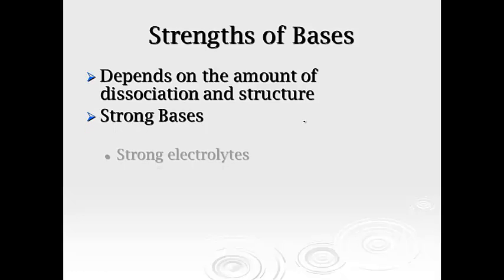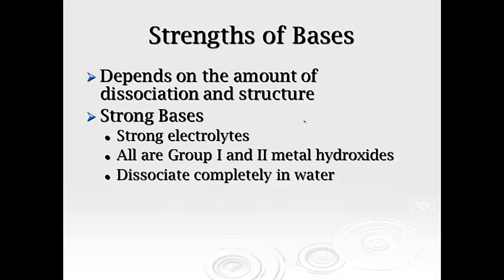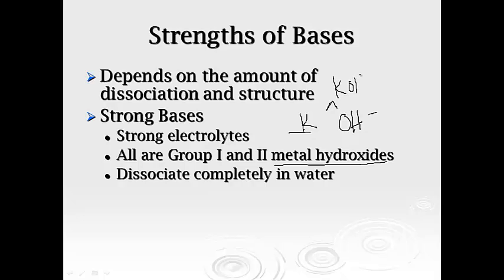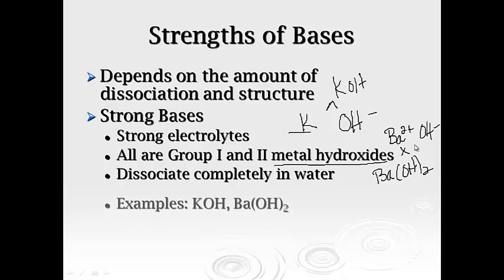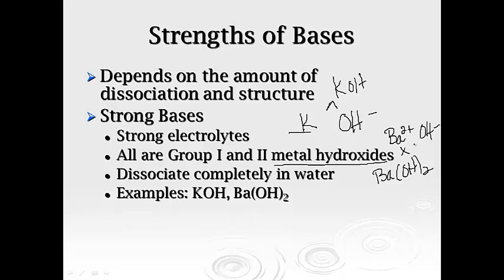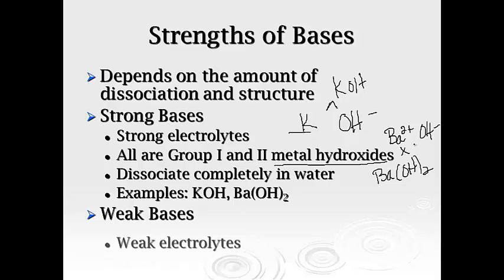Okay, now the strength of bases again will depend on dissociation and structure. Strong bases are strong electrolytes. They're group 1 and group 2 metal hydroxides. So you have any metal plus the hydroxide ion. Obviously any group 1, like potassium, would be potassium hydroxide. Any group 2, which has a 2 plus, you would need 2 hydroxides to balance that out. So barium hydroxide would look like that. Examples: potassium hydroxide, barium hydroxide.